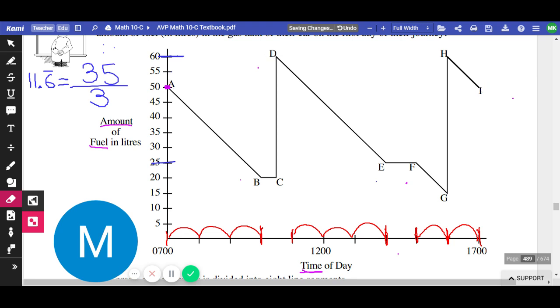We're going to figure out where we started. We started at 50. Then we drove it all the way down to, did you say that was 20? That's 20. From A to B, we used 30 liters. We went from 50 to 20. Then we fueled up, and we were now at 60.